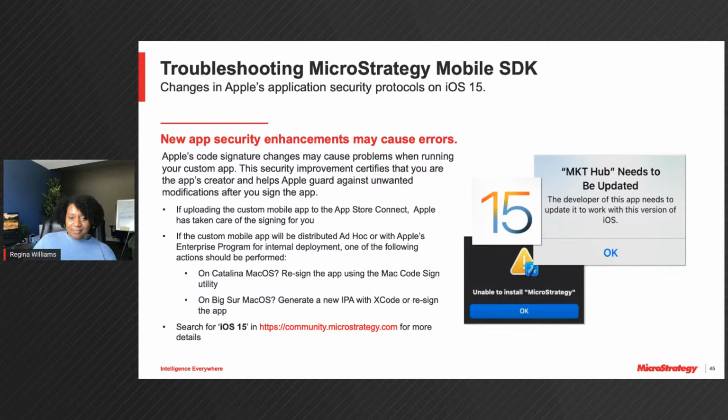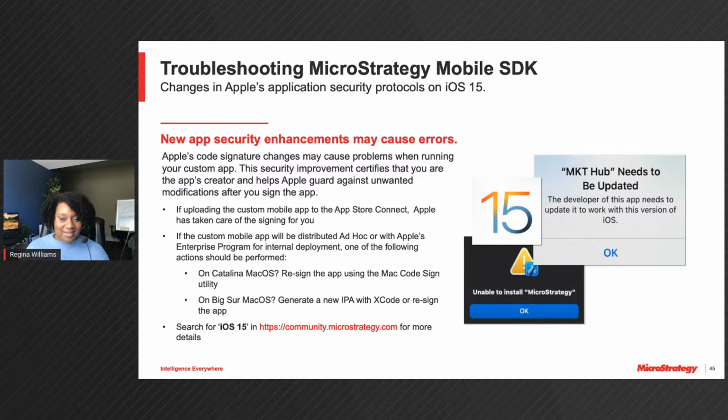For the custom app distributed ad hoc or through the enterprise program, you have to do one of two things. If the Mac that you use to compile the app is on Catalina, you'll have to re-sign the IPA that we just generated in a previous demo. If you're on Big Sur, you have the option of either generating a brand new IPA, which would also solve the issue, or going through the same steps to re-sign the app. We have a great KB article on this. If you go to community.microstrategy.com and search for iOS 15, you can get more detail.